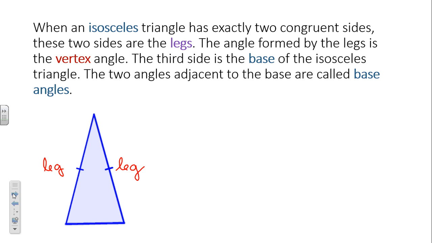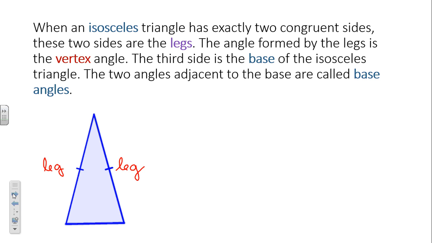Okay? Now, the angle that is formed by the legs is called the vertex angle. I want you to label the vertex angle. The angle made by the legs is the vertex angle. So label your vertex angle. It is the top one in this figure. That's your vertex, and it's important that you know this vocab. Okay, that's your vertex.